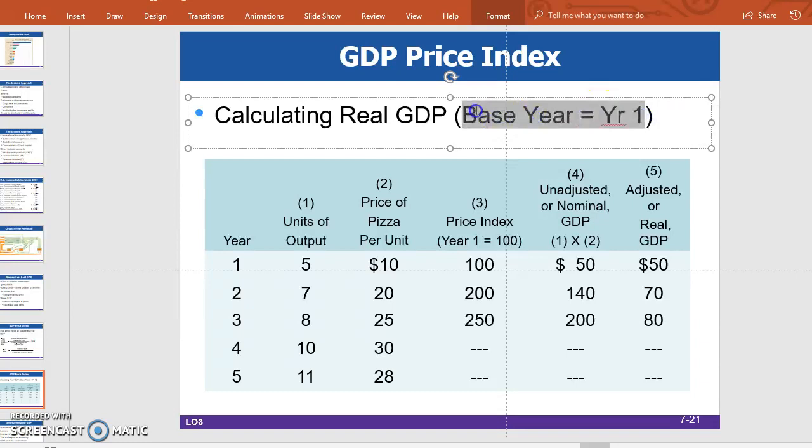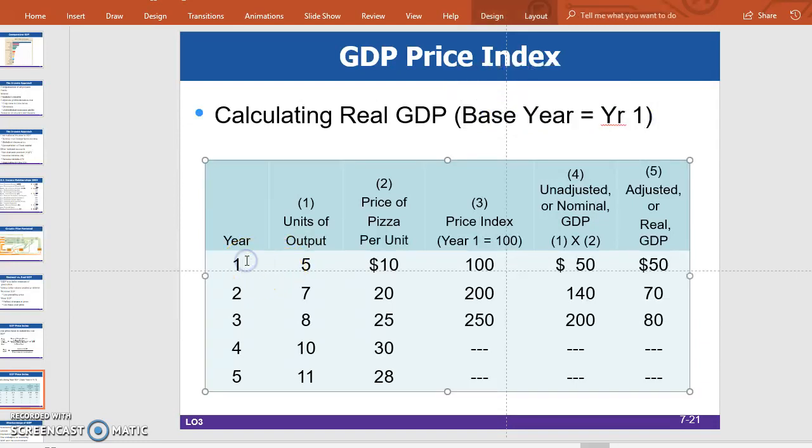So let us give you a simple example here. Let us say the base year is year 1, right? Year one, two, three. Units of output: year one is 5, year two is 7, year three is 8. The price of pizza per unit is 10 in year one, 20 in year two, 25 in year three, see? And then units of output, 5 in year 1, 7 in year 2, 8 in year 3.